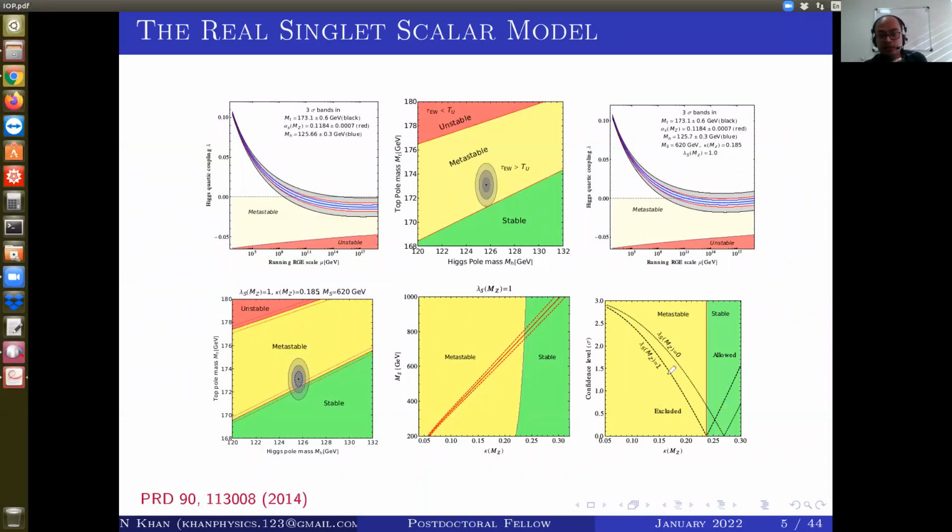This confidence level can be understood like this: suppose this circle goes toward this point, so it is allowed from stability. So if in the presence of the singlet scalar this happens, it can go towards the star. So we have done this. Now, why did we extend the singlet scalar?